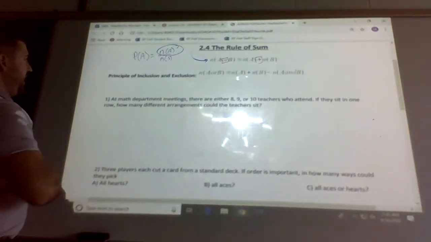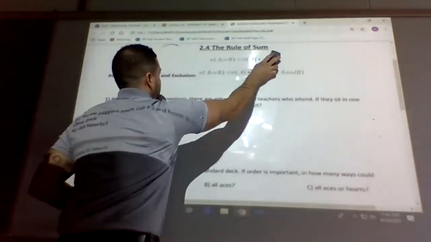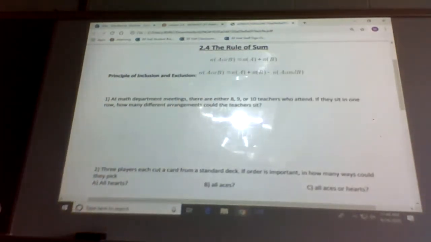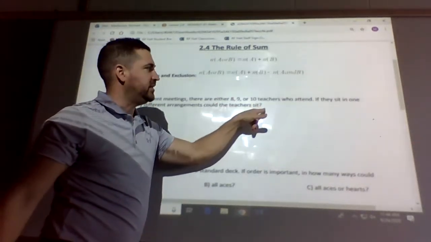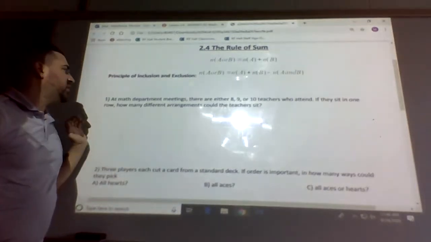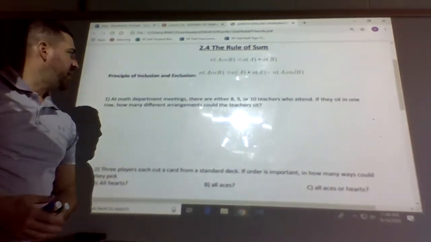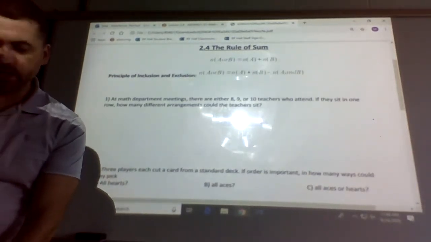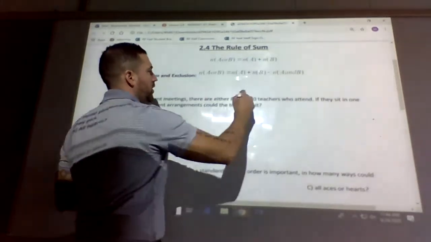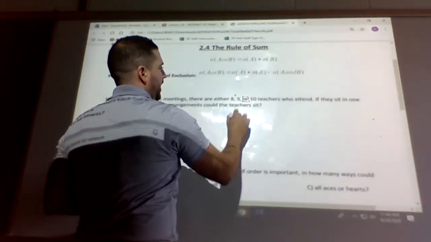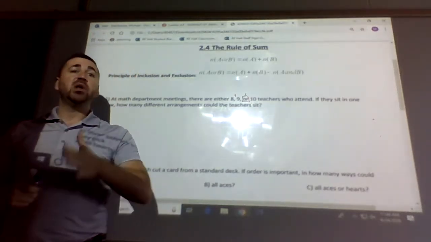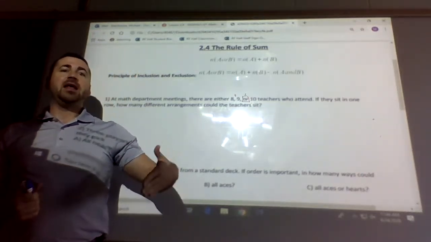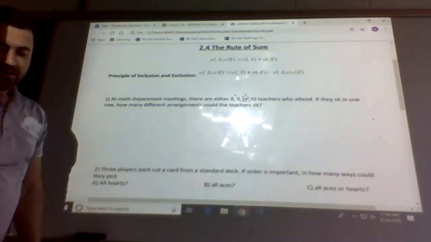Okay, so let's go to number 1. A math department meeting means there are 8, 9, or 10 teachers who attend. If they sit in one row, how many different arrangements are there? The key word here is the or, so that means we're going to be adding 8, 9, and 10 together. So we're going to find the number of ways for 8 plus the number of ways for 9, and then plus the number of ways for 10.